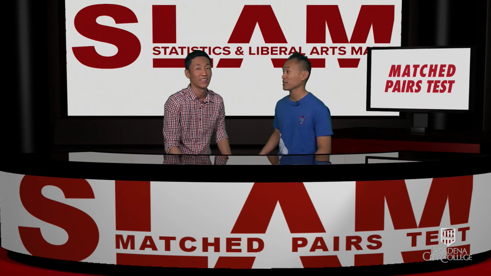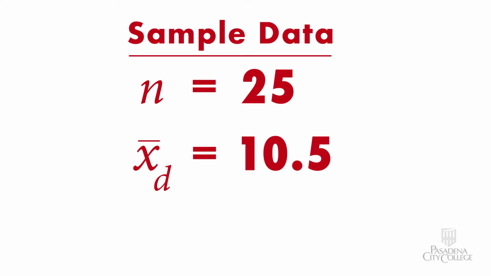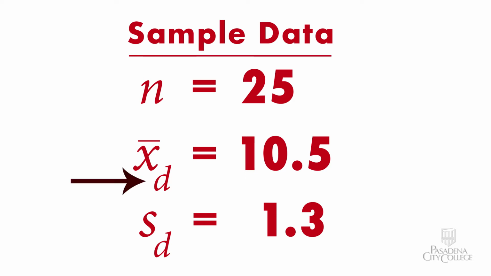Great. Why don't we take a look at the sample statistics from your data? Well, we had a sample of 25 people and got the sample mean X bar D. X bar D is 10.5 and the sample standard deviation SD is 1.3. Why do you call it X bar D? Is that like the sample mean X bar? Right. X bar is for the sample mean, but the way we got the mean was by looking at the difference. That's why we have D there, indicating that we got that from the difference of two weights.